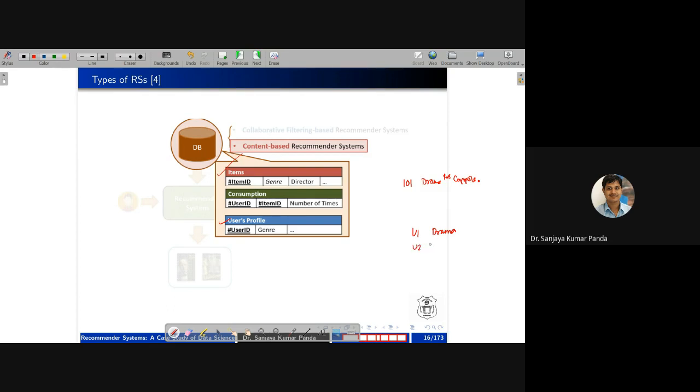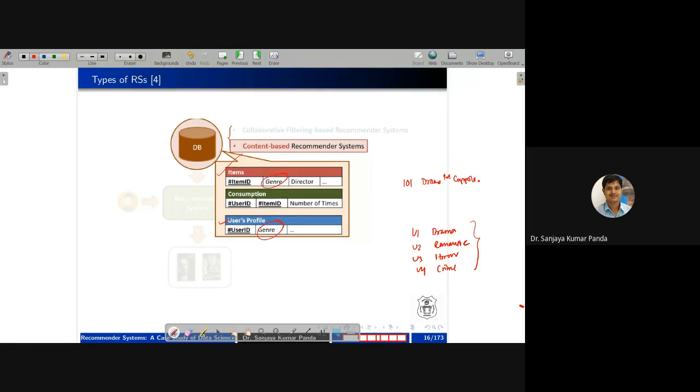U2 is interested in a romantic type movie. U3 is interested in horror movie. User 4 is interested in, let's say, crime type movie. Right? Like that, you can make different categorization. Not only is genre available for item, but genre is also available for user.